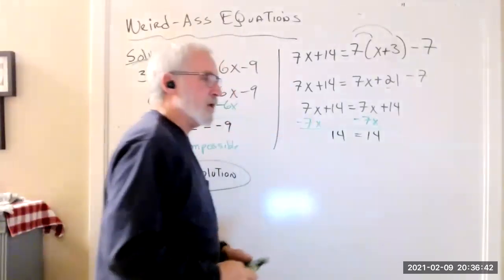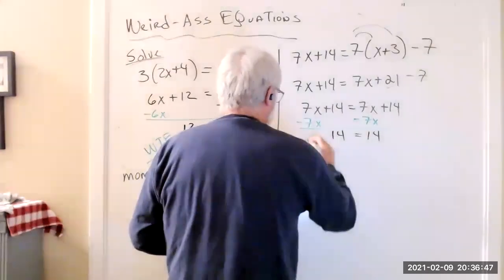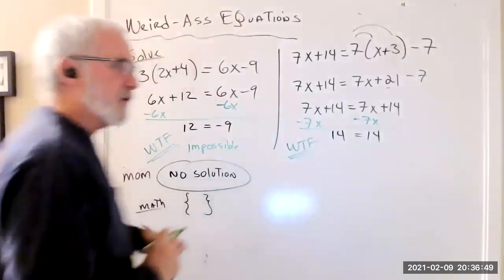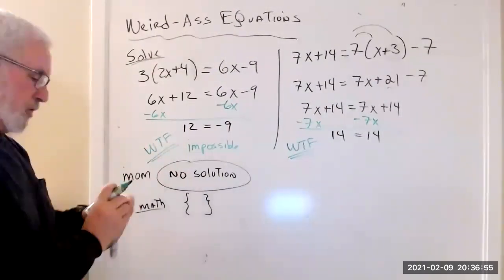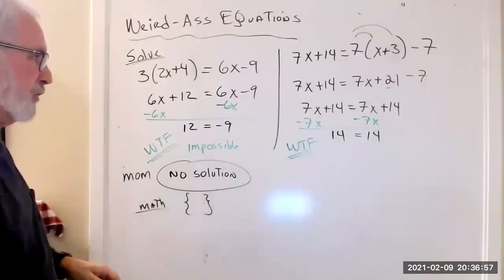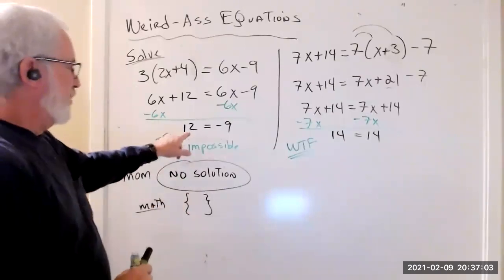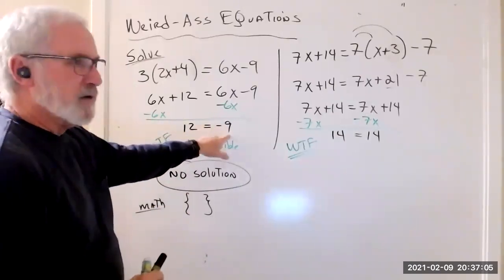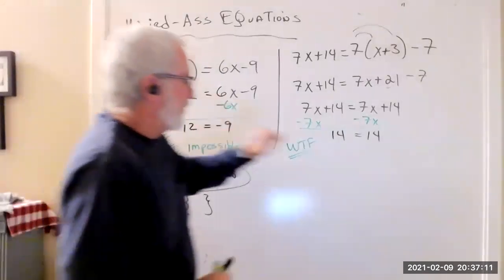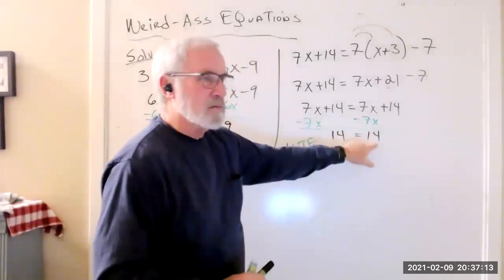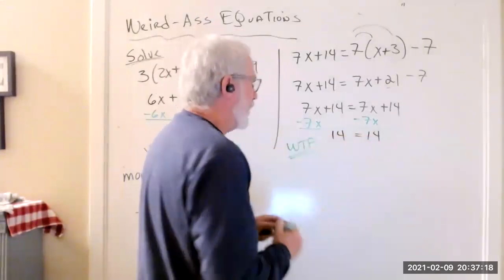Okay, now hold on. This is still a WTF, but it's not this WTF. Okay, and you're going, okay, Foster's been drinking or doing something weird. Look at the problems. Carefully analyze the problems. This says 12 is the same as negative 9. That's impossible. That can never happen, ever. But this says 14 is the same as 14. Well, you're right. That's true, always. This is always true.